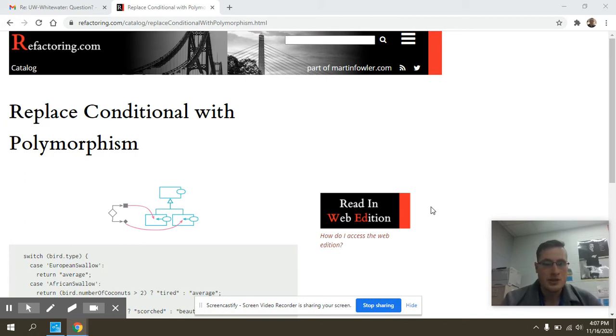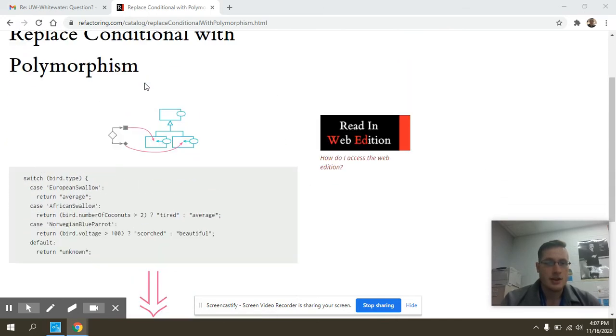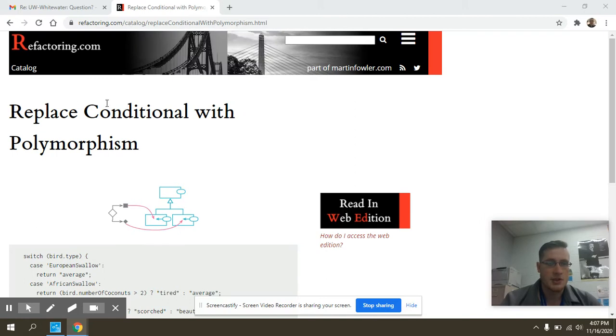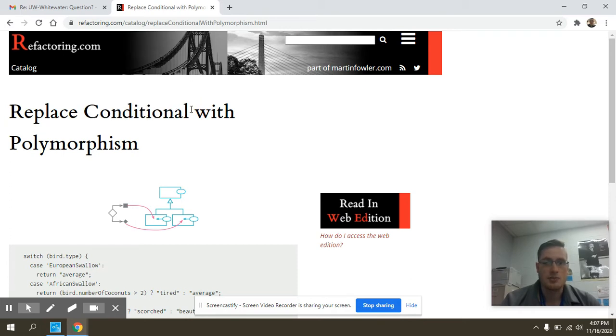So when I introduce this to students, this would be an example of one of the refactoring tools that I'd work with students in this unit. So when I'm looking at this, the one I'm looking at is called replace conditional with polymorphism. Conditional means to me, I'm asking a question, so it's going to be doing some sort of comparison.